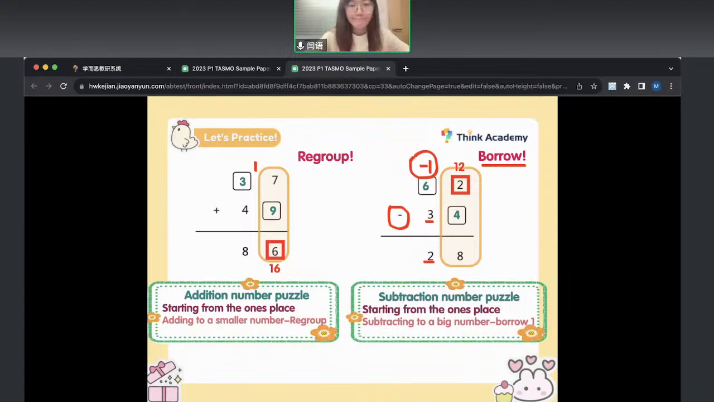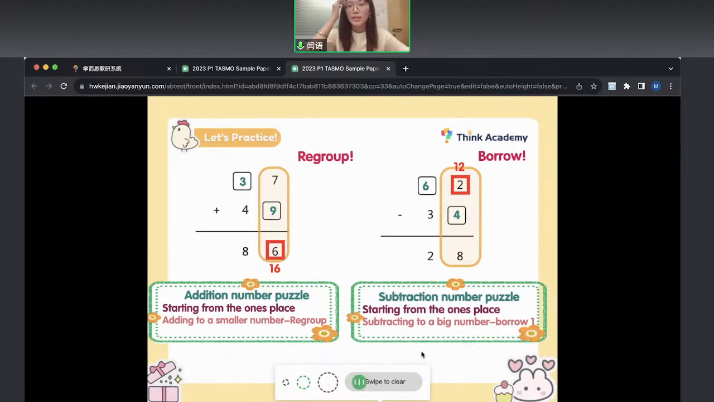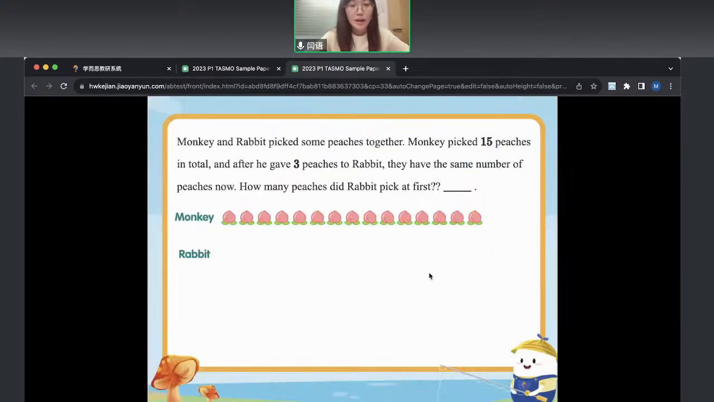Okay. So again, for this page, I want to mention the tips when we do the addition number puzzle and the subtraction number puzzle. When it comes to addition, if we add to a smaller number, there must be regrouping. And in the subtraction part, if we subtract from a bigger number, you need to consider the borrowing. Clear? Okay. Now, next one.